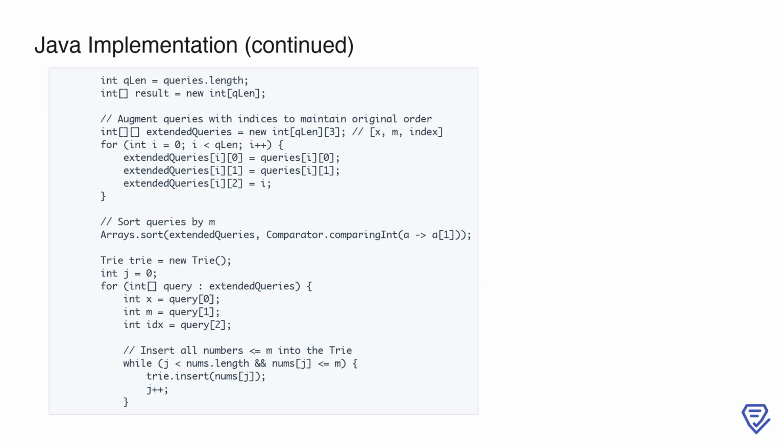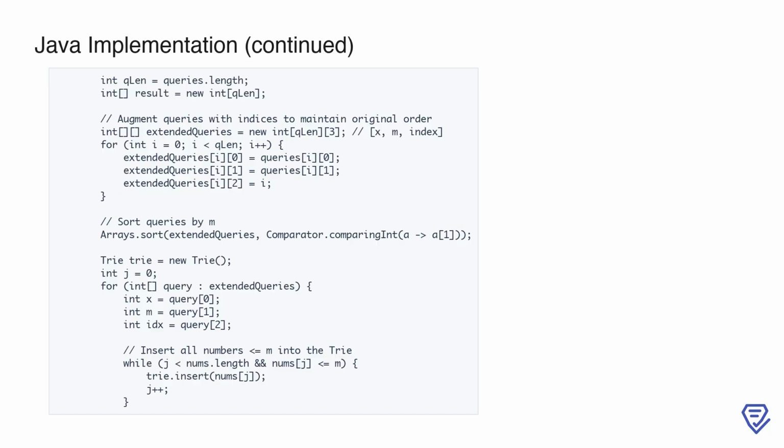To answer the queries efficiently, we begin by sorting the input array of numbers. Then, we prepare the queries by appending their original indices to maintain the order of results. The queries are sorted by their m values to ensure that we only consider numbers within the valid range for each query. With this setup, we initialize a tree and start processing the queries.